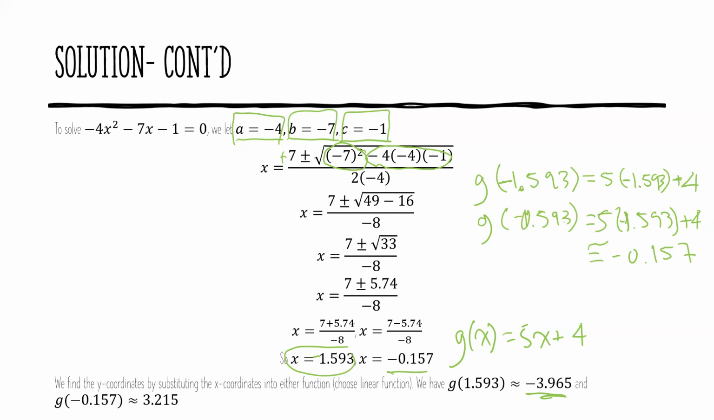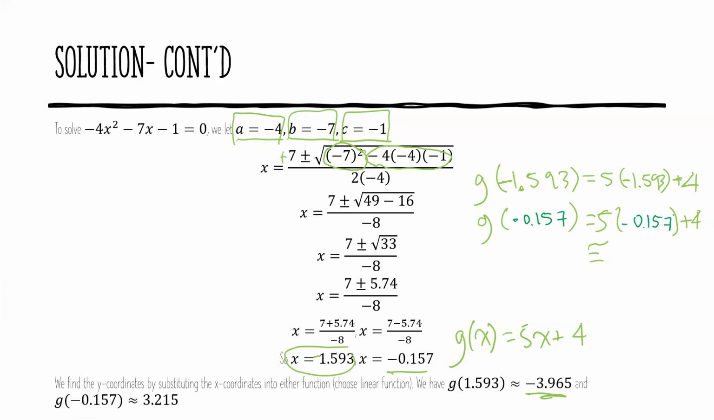Oops, 0.50. You know what? I'm making tons of mistakes today. Just ignore what I'm doing right now. I'm basically just substituting in the x values right here. So I hope you understand what I'm doing there. Oh yeah, I'm totally making tons of mistakes today. I apologize for that, guys. So let me just fix that up. What I meant to write was that I'm subbing in negative 0.157.